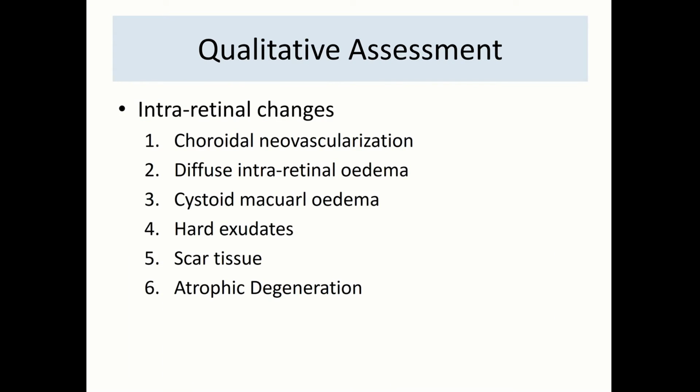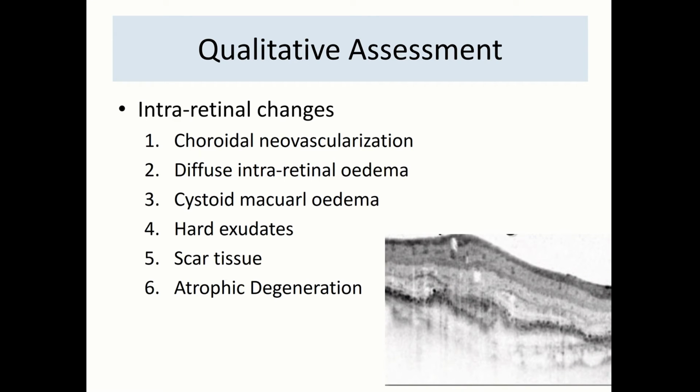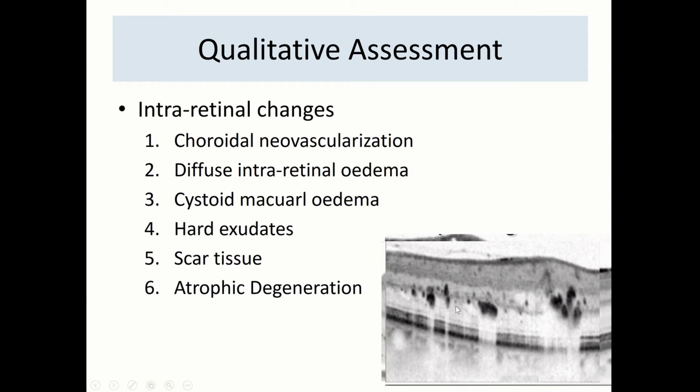Then you've got intraretinal changes, which can be choroidal neovascularization, diffuse intraretinal edema, cystoid macular edema, hard exudate, scar tissue, and atrophic degeneration. So here you can see fluid present in the intraretinal spaces, which is causing retinal schisis over here. And more fluid is present, but here you can see the blood vessels, and these are producing shadows in this area.